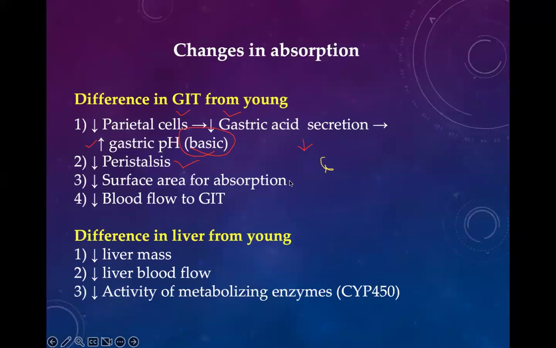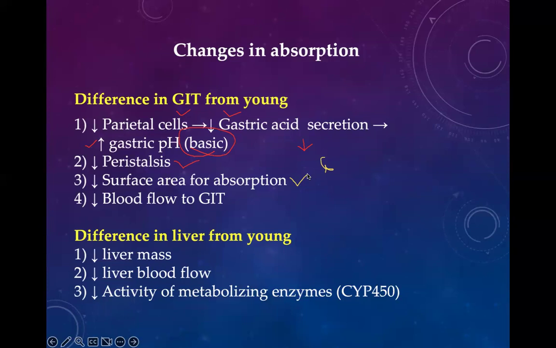Decrease in surface area for absorption. How? Due to intestinal mucosa atrophy and a decrease in the number of villi, the surface area for absorption will be decreased. In simple logic, the greater the surface area, the greater the absorption. The smaller the surface area, the smaller the absorption.